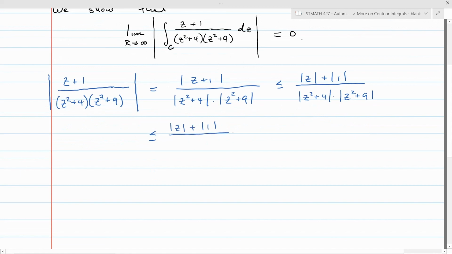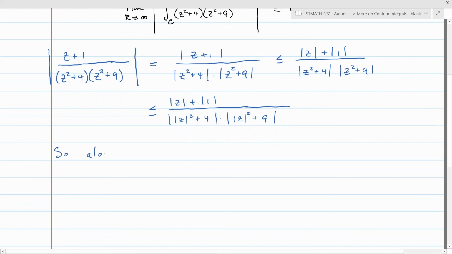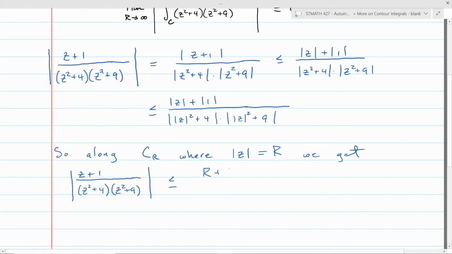So if we do the reverse triangle inequality in the denominator, we get the absolute value of modulus of z squared plus modulus of 4, which is 4, times the absolute value of modulus z squared plus modulus of 9, which is 9. Then we could point out that along C sub R, which is this semicircle centered at the origin of radius R, all the points have modulus R. So the modulus of our function that we started with, along that arc, would be less than or equal to R plus 1 over R squared plus 4 times R squared plus 9.